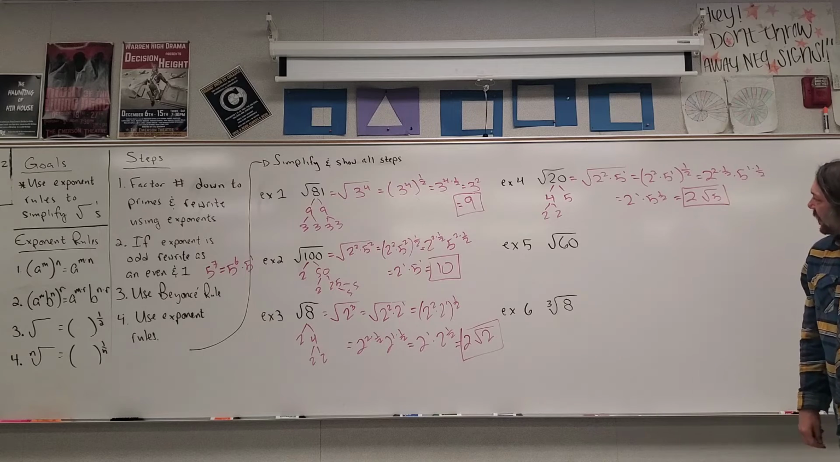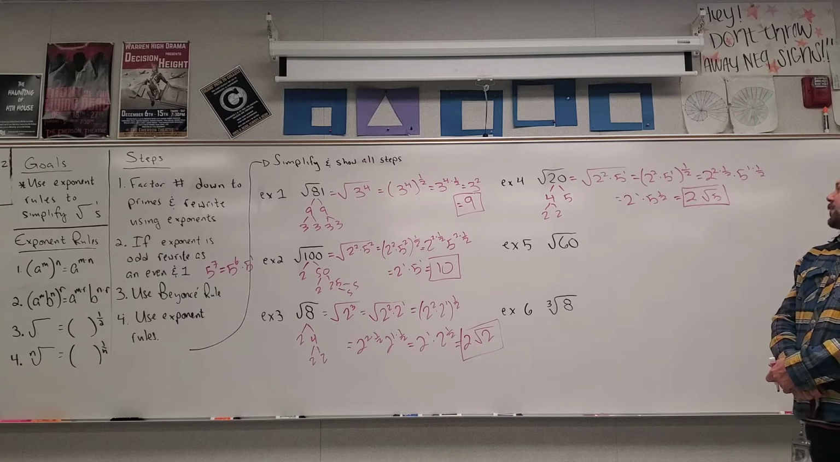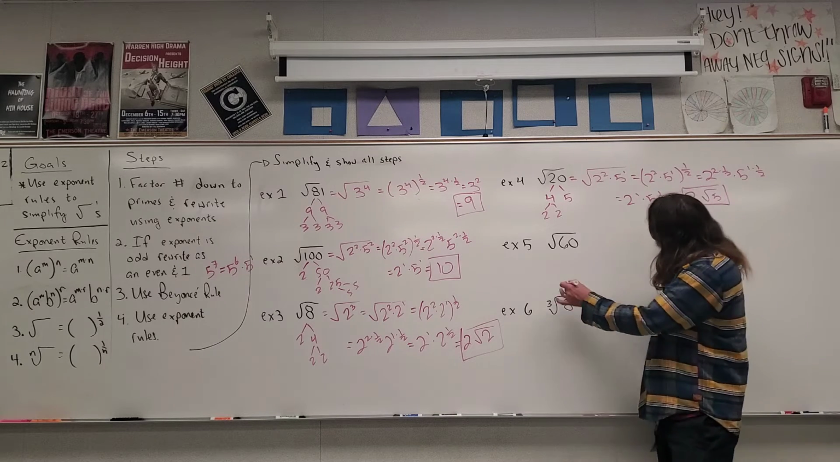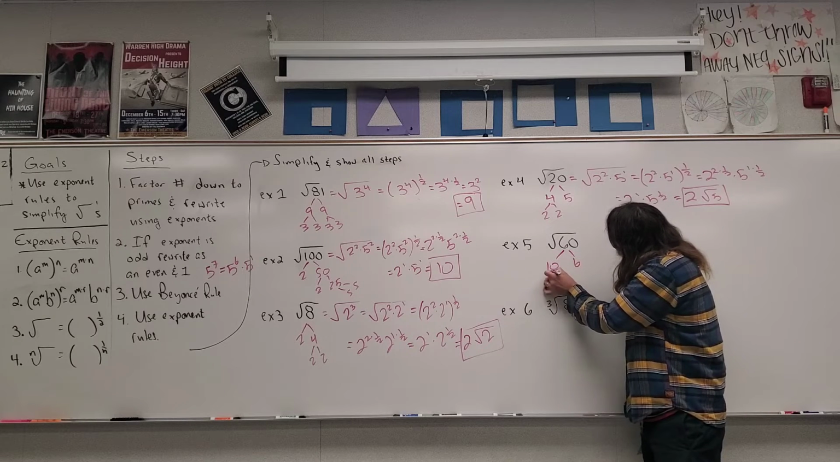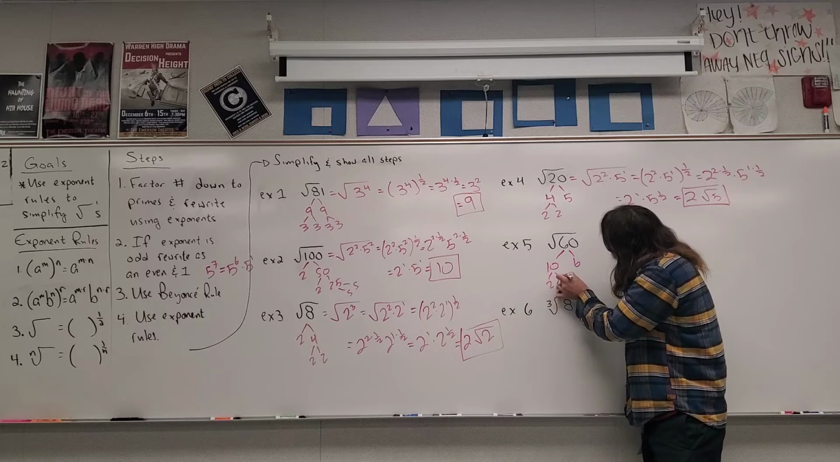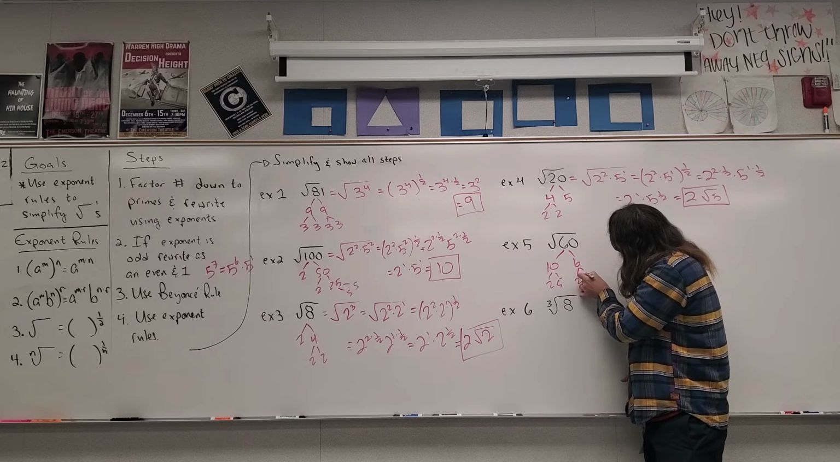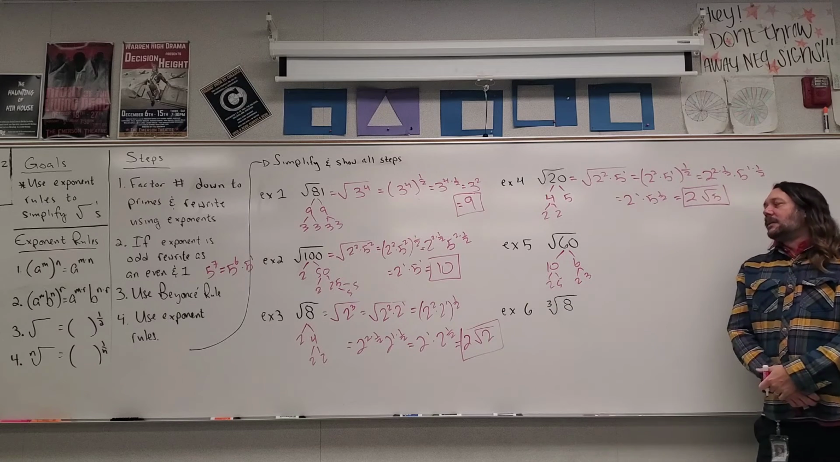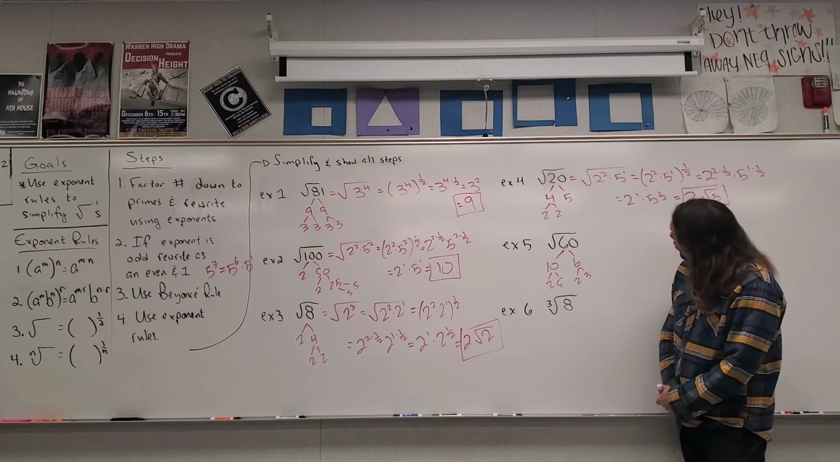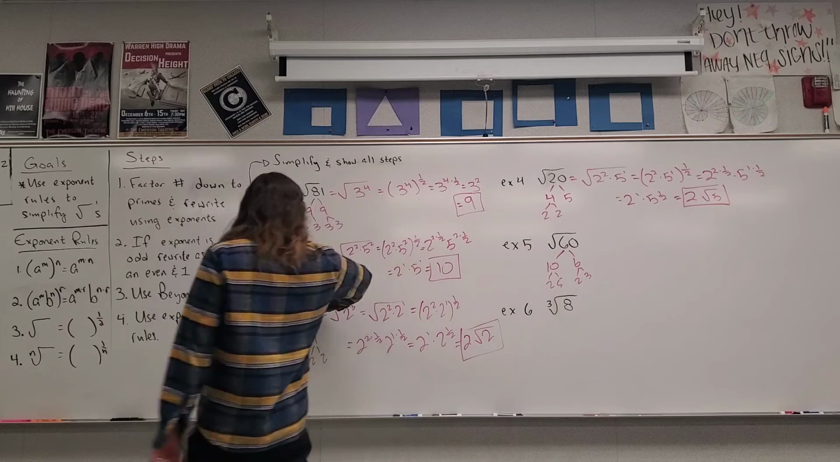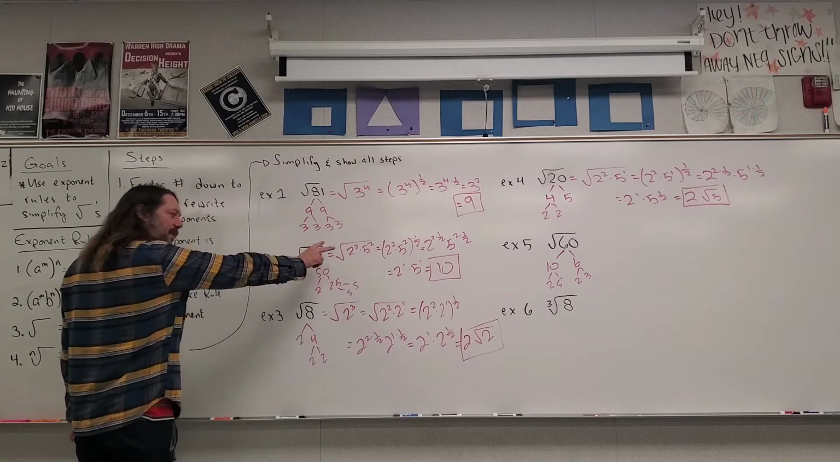All right, example number 5, the square root of 60. So let's see here. That's going to be 10 and 6, 2 and 5, 2 and 3. Now, you could have factored this down differently. It could have been true for any number. Like, we could have gone 10 and 10, or 3 and 27.